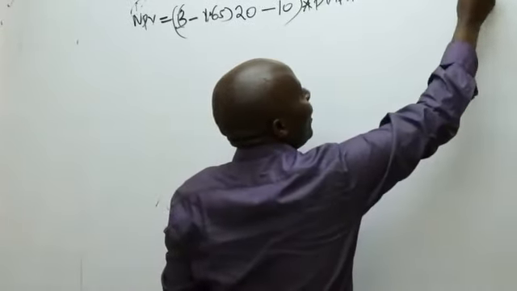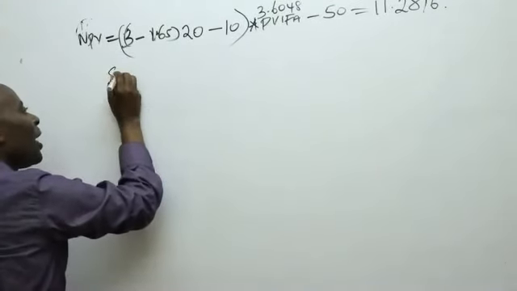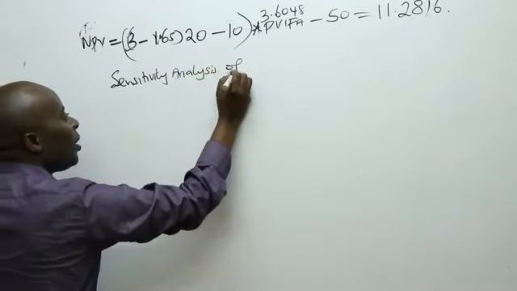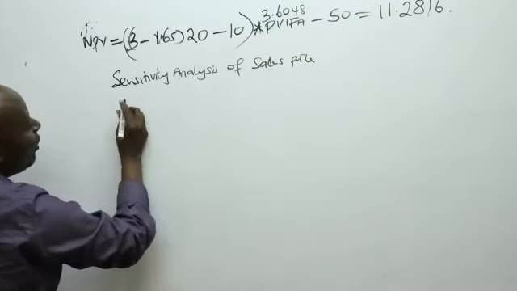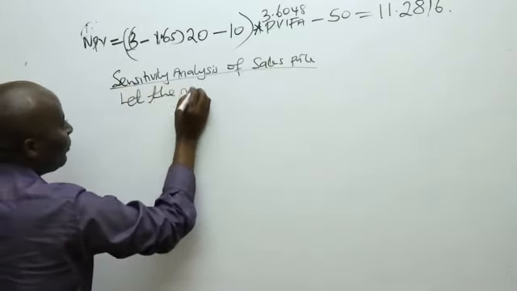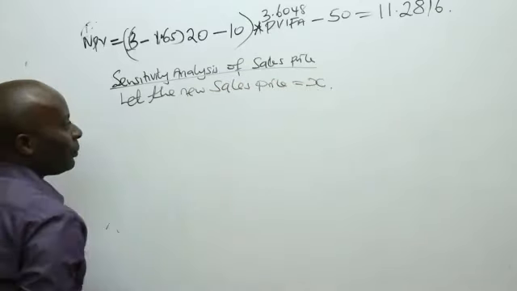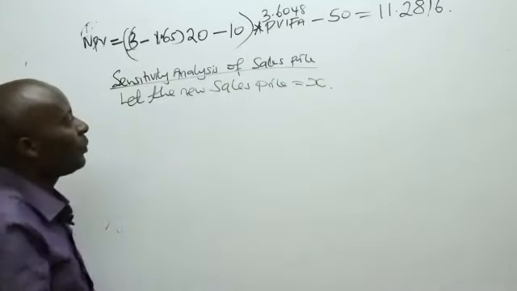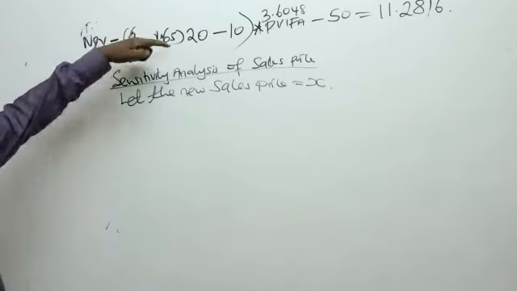$2.8. So maybe that is how we got our NPV. But this time around, they want us, ladies and gentlemen, to carry out sensitivity analysis of the sales price. So what do we have here? We'll have to let the new sales price be equal to X. So come and locate sales price in this equation.